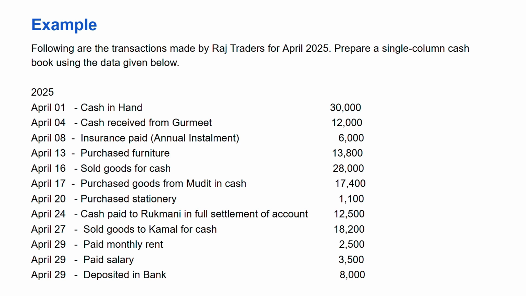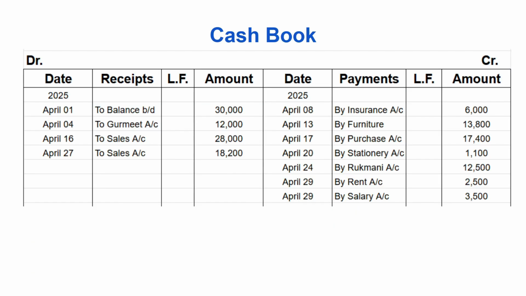Let's see how we'll record it. Credit side, April 29, by salary account 3,500. Cash goes out of the business. So we'll record it on the credit side. Salary account 3,500.